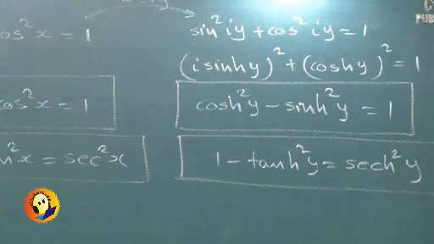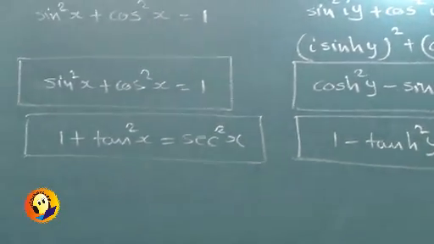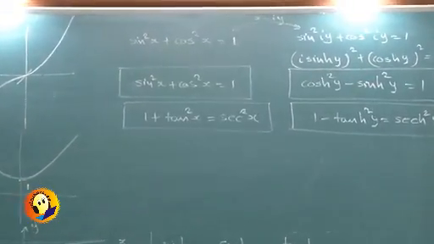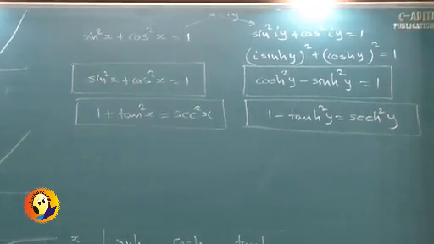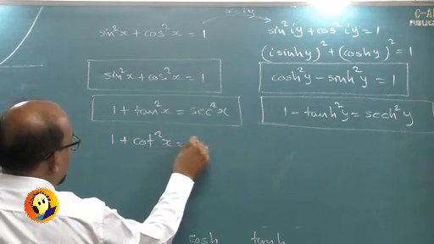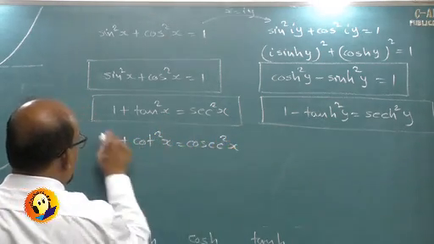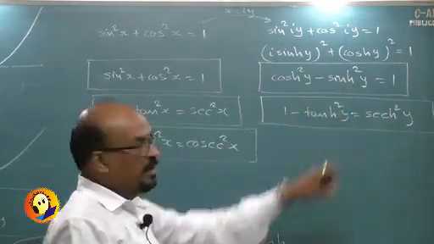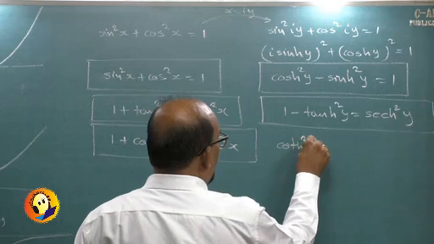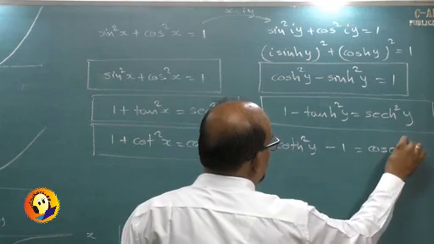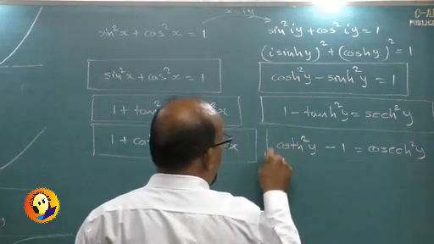Here we have divided by cos square, over there we divide by cos square y. Then if we divide by sin square, we have the formula 1 plus cot square x is equal to cosec square x. And here if we divide by sin square, then we have cot square y minus 1 equal to cosech square y.